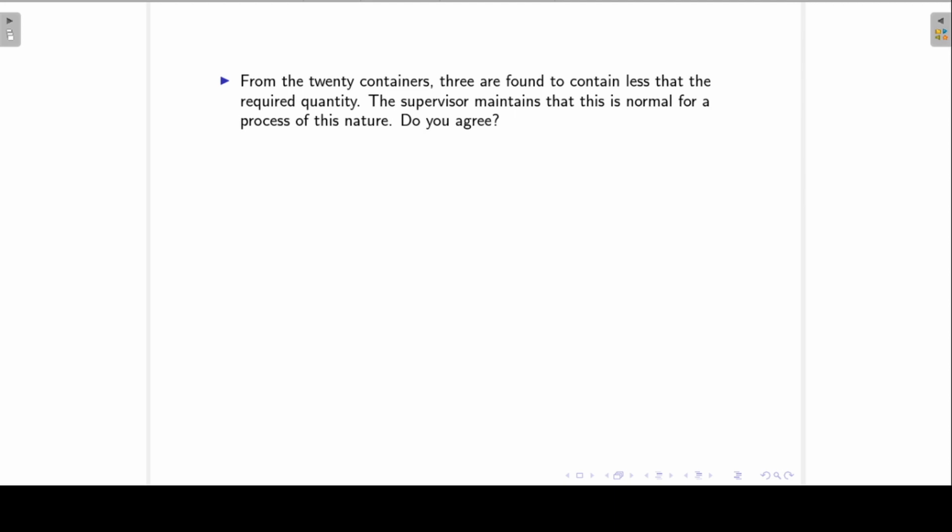The next part, from the 20 containers, 3 are found to contain less than the required quantity. The supervisor maintains that this is normal for a process of this nature. Would you agree with that?